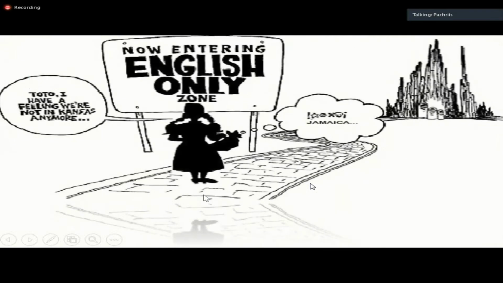In the classroom, there's no JSL curriculum at present, and all the materials are in English, which they are expected to use to acquire English. So I call it an English only zone.